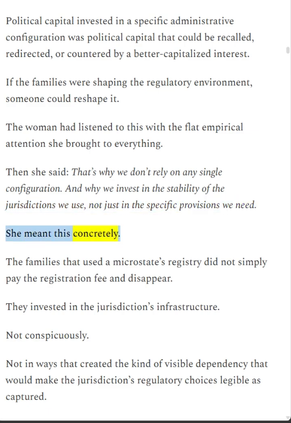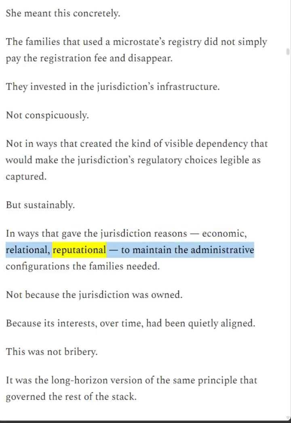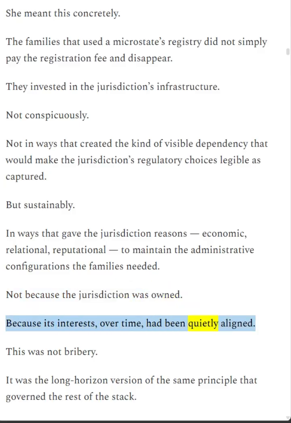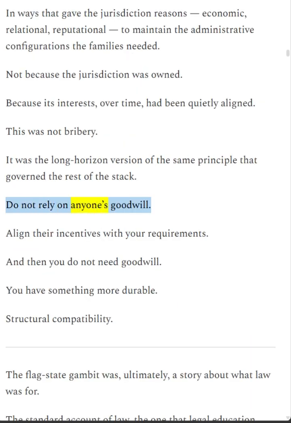She meant this concretely. The families that used a microstate's registry did not simply pay the registration fee and disappear. They invested in the jurisdiction's infrastructure. Not conspicuously, not in ways that created the kind of visible dependency that would make the jurisdiction's regulatory choices legible as captured, but sustainably, in ways that gave the jurisdiction reasons, economic, relational, reputational, to maintain the administrative configurations the families needed. Not because the jurisdiction was owned, because its interests over time had been quietly aligned. This was not bribery. It was the long-horizon version of the same principle that governed the rest of the stack. Do not rely on anyone's goodwill.